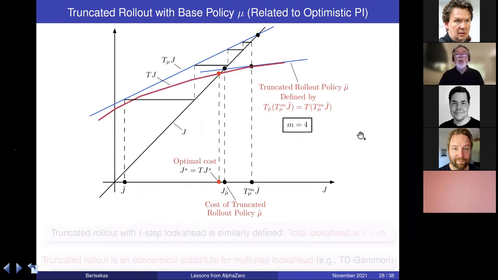Okay, so now let's go into truncated rollout. Rollout is a single Newton step starting from the base policy. Truncated rollout starts from some J tilde, does several value iterations using the mu operator, and then at that point takes the Newton step. So it is first value iterations with the mu operator, m of them, m equals four in this particular figure, starting with some J tilde, and then applying the Newton step by doing this minimization here. And that's the cost of the truncated rollout policy. So truncated rollout also involves a Newton step.